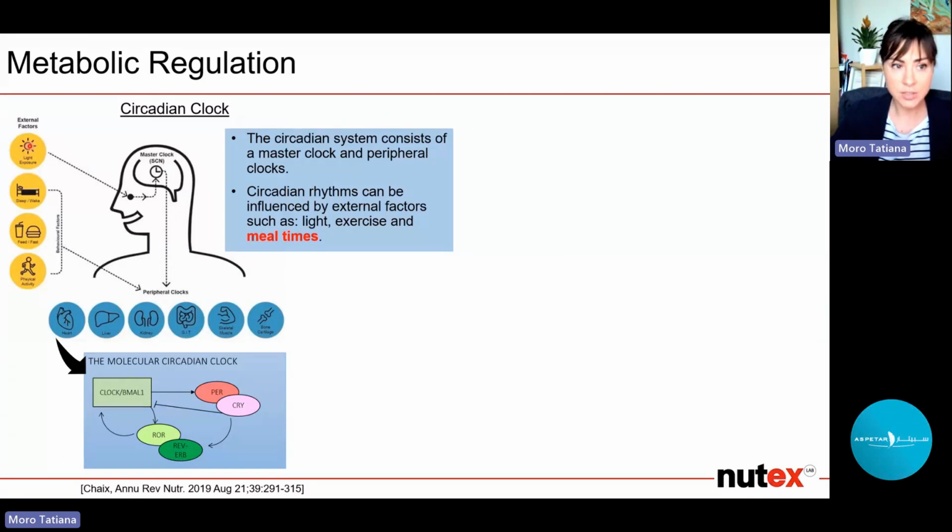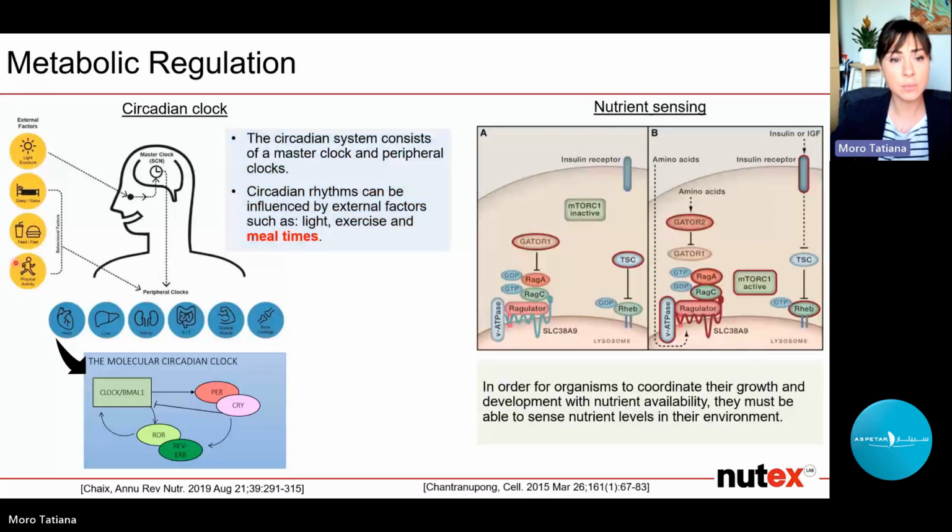So if the master circadian clock is more related to light exposure, the peripheral clock in some way can be modified by our behavior. So the time of day, for example, in which we eat, or the amount of food that we eat. And this is very important because it puts the peripheral clock in correlation with another type of mechanism that regulates the way we eat and the way our cells can get energy from food, which is the nutrient sensing process.